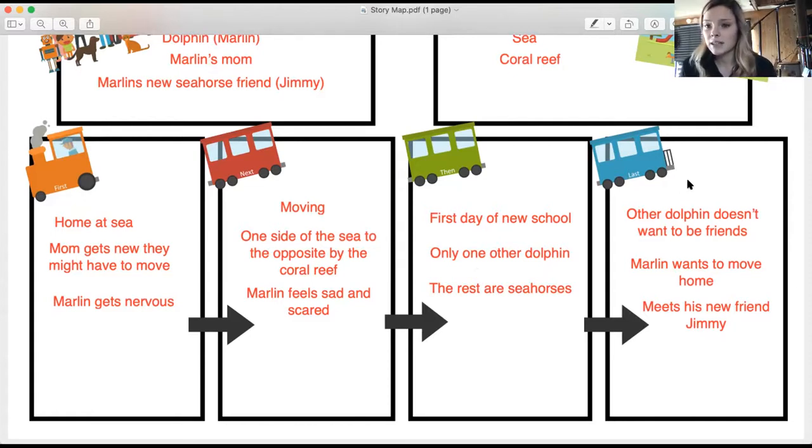And last, the other dolphin doesn't want to be friends with Marlin, and Marlin gets sad and he wants to move home. But this is when I introduce my new seahorse friend, Jimmy, because that becomes Marlin's new friend. So I know that that's what I'm going to be wanting to talk about when I do my clean copy and I add all those awesome details.